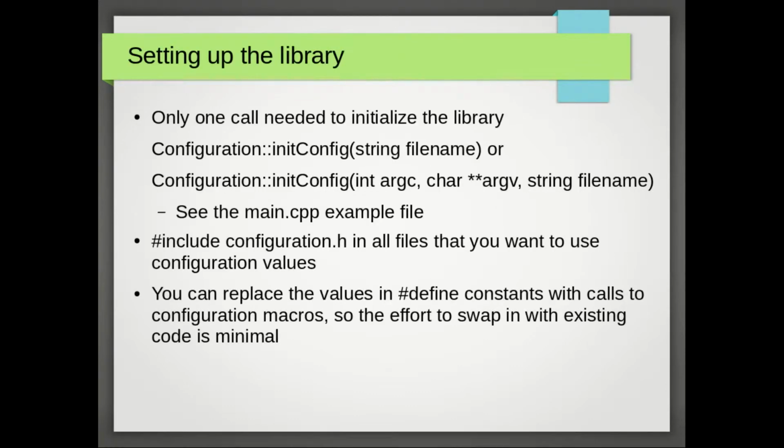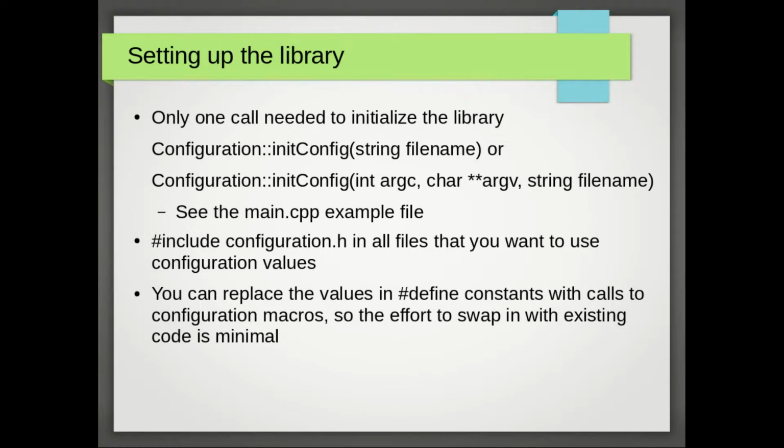As you saw in the demo, there's just that one function call you need to do at the beginning to initialize everything, and you can, if you want, also pass in the command line parameters, so then you can define variables from the command line, which is rather useful. You can look at the main.cpp file, which I included with the provided code, and then you just include configuration.h in all the files which you want to actually use those macros to get values.